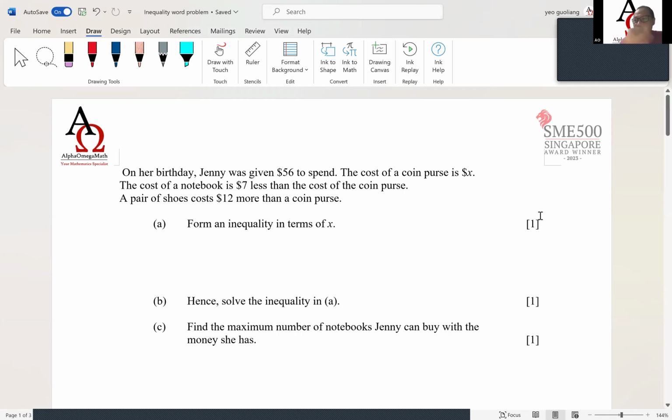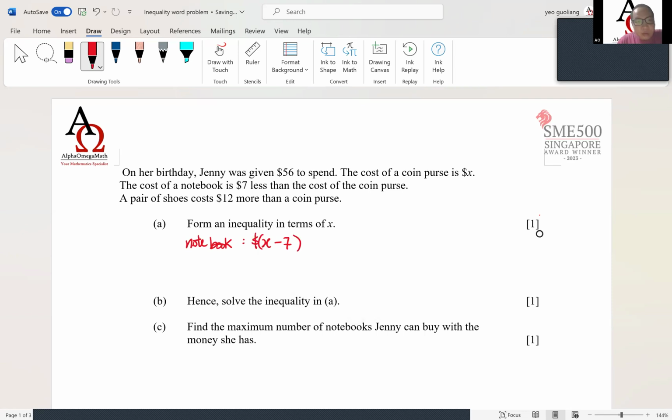So right now in your mind, you'll be thinking, what does it mean by $7 less, right? So we can actually start writing an expression for this notebook, which would be X minus 7, right? Since the cost of the coin purse is X dollars and the notebook is $7 cheaper, that will be X minus $7, right?